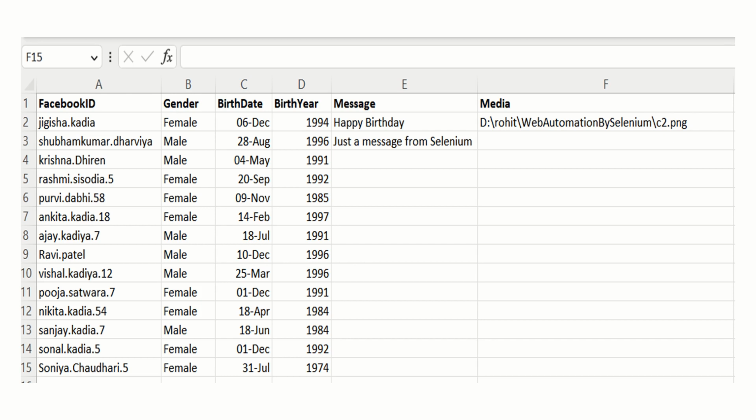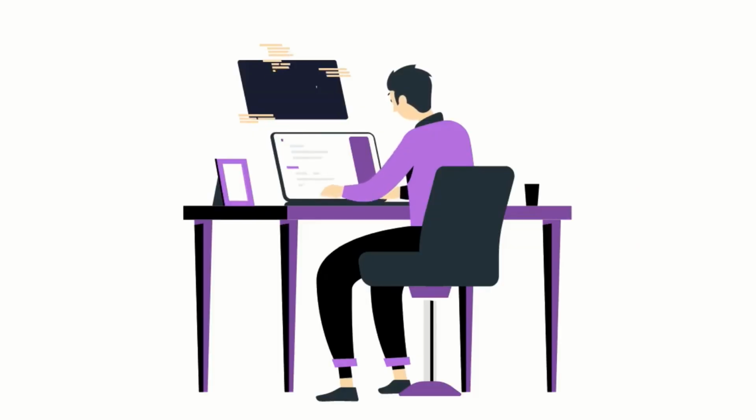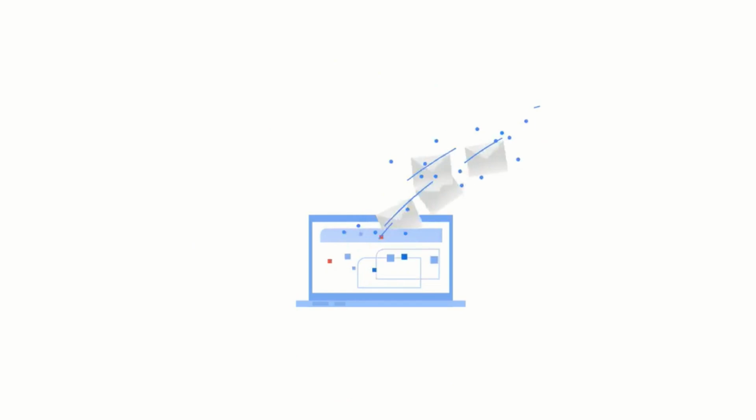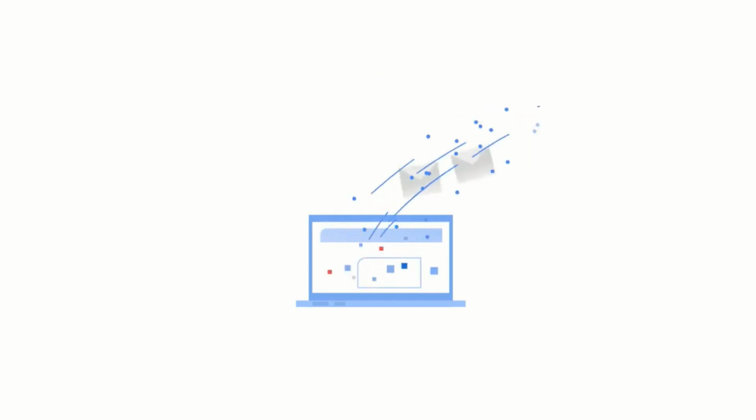So after updating this CSV file, we would just execute our Python script, and our Python script will just send a message to a user one by one. That means whatever message we have mentioned in that Excel sheet, our Python script will find that and will send a message to that particular user.